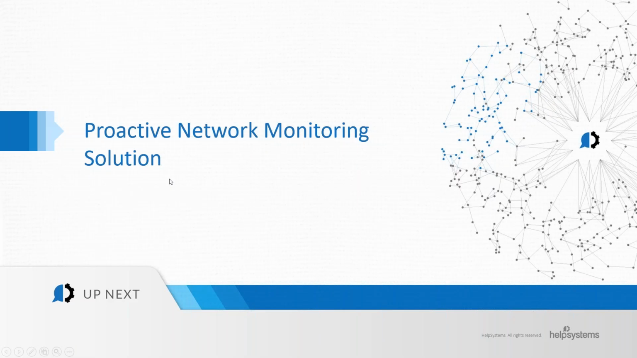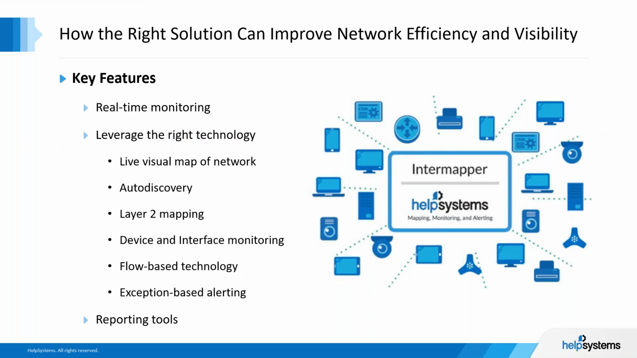So let's talk about some proactive network monitoring solution like the Intermapper software, and how Intermapper in its own right can address and help some of these issues. What the Intermapper solution can provide for you is real-time network monitoring. We provide you with that proactivity, that network visibility, and the ability to go out there and identify what is sitting within your space.